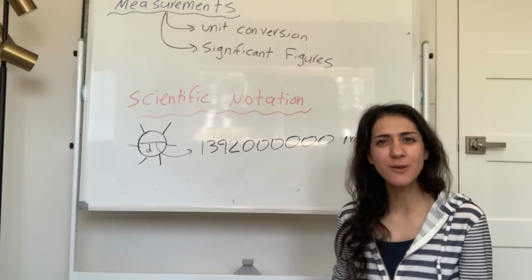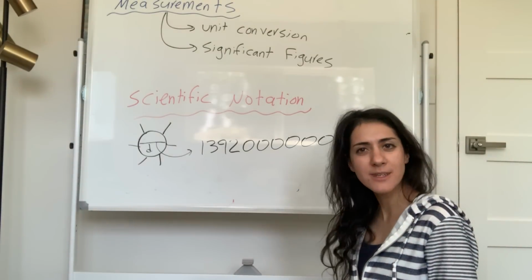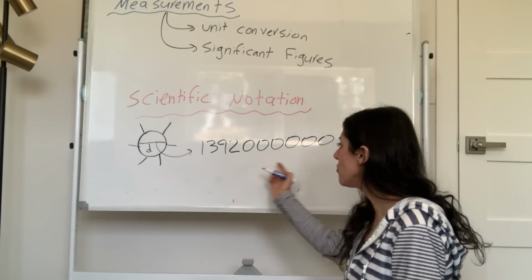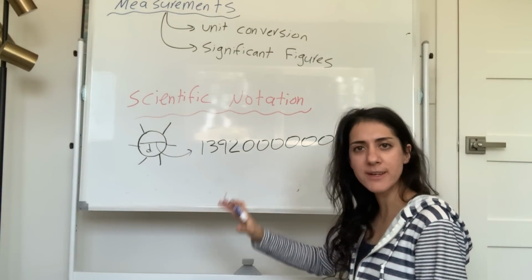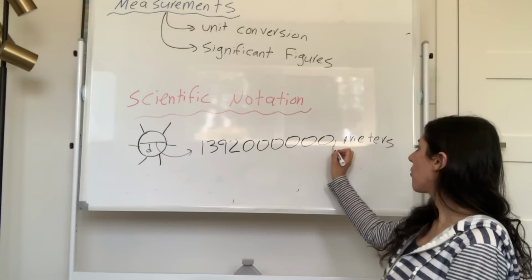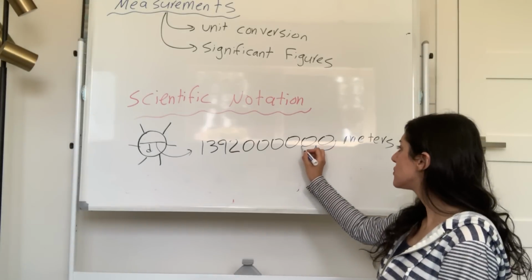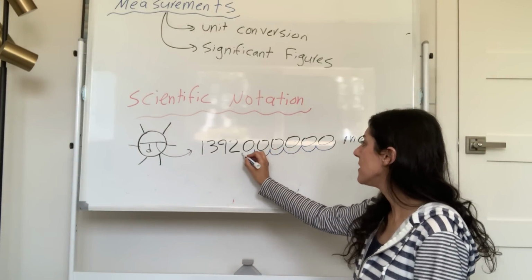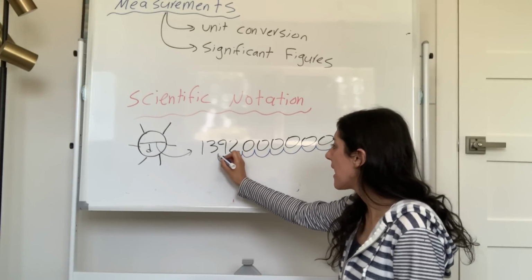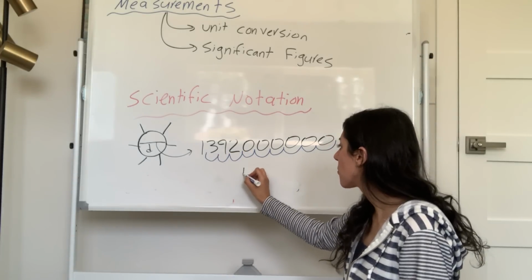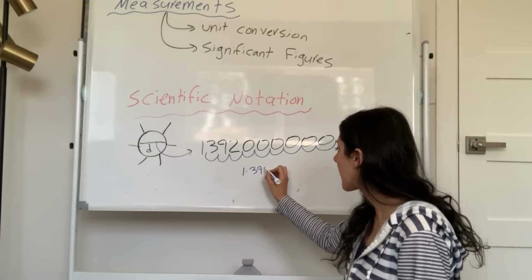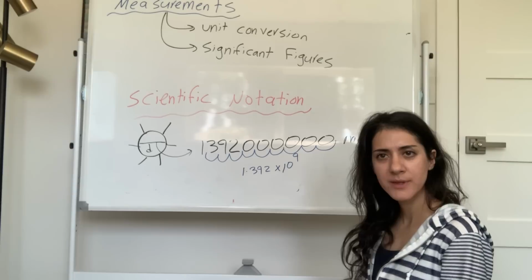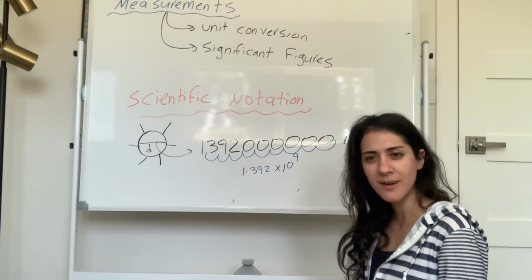So you want to make it look a little bit nicer. That's where scientific notation comes into play. What am I going to do? I'm going to move the decimal until I get to the first number. So I go 1, 2, 3, 4, 5, 6, 7, 8, 9. So 1.392 times 10 to the 9th. That's a little bit nicer number, huh?